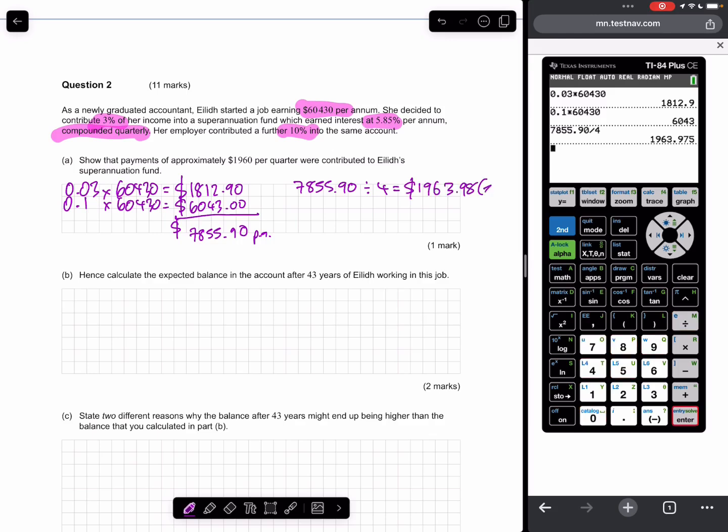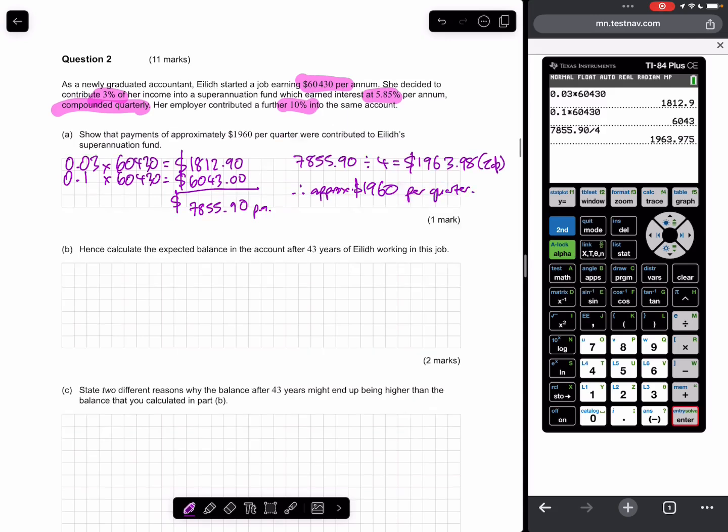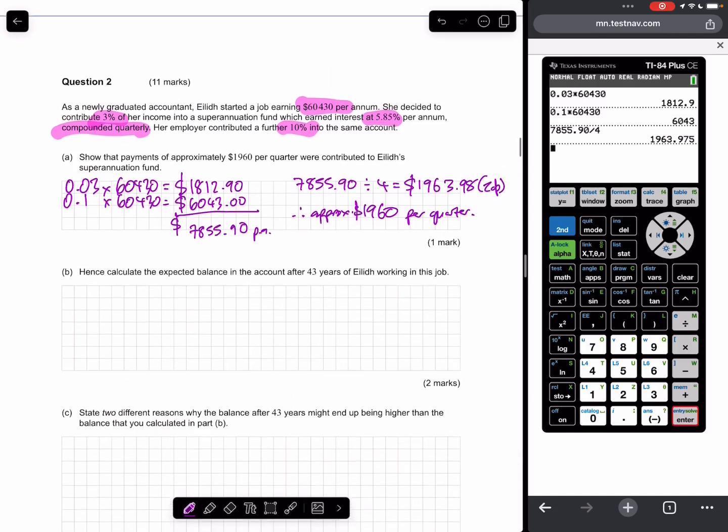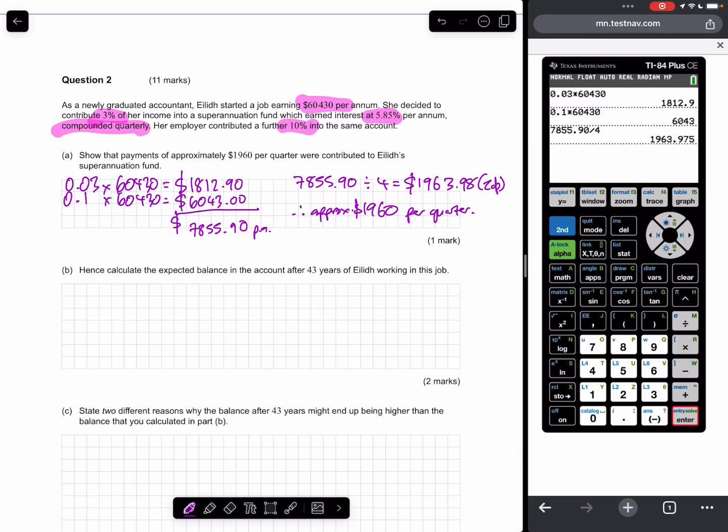$1,963.98 to 2 decimal points. Therefore, approximately $1,960 per quarter. Hence, calculate the expected balance in the account after 43 years of a lead working in this job.